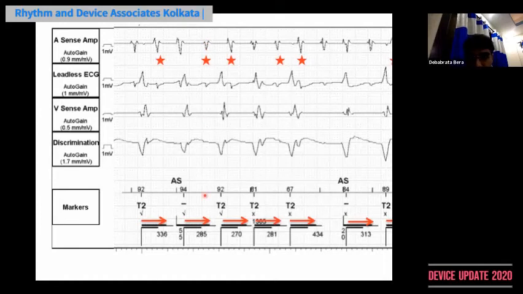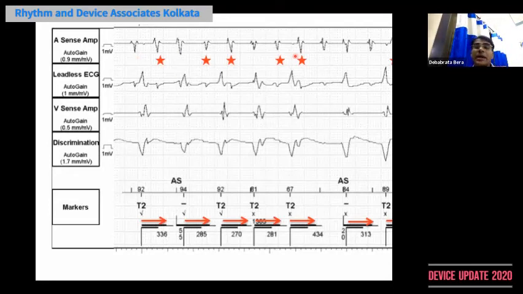The next A, although the bar is not seen, it is shown as 92%, so it is reflected in the marker channel. But this A again is possibly not reflected. Whenever there is a star I have given, there is no reflection of the A into the marker channel. So generally we call it atrial undersensing. But the A waves are quite large. Why would there be atrial undersensing?